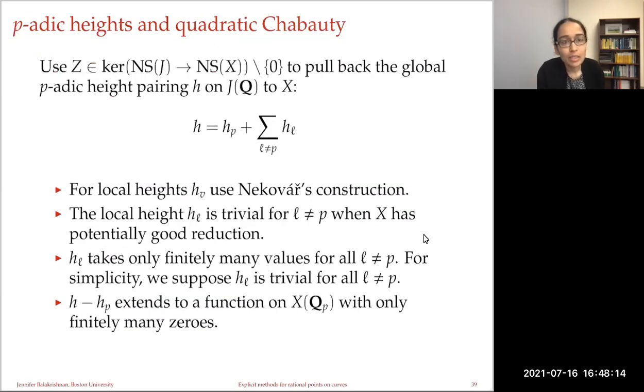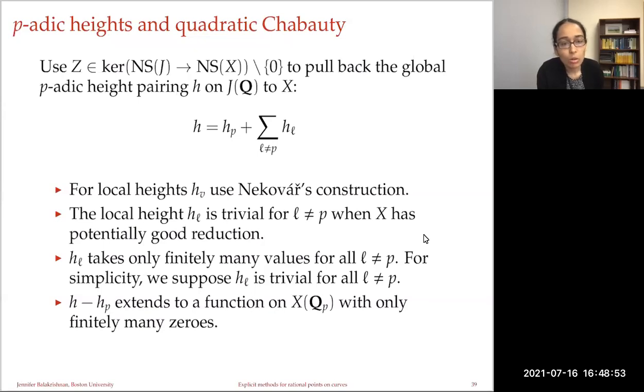Right, so what we do is we like to take our quadratic function coming from the p-adic height and pull this back to the curve in some way. So we take a non-trivial correspondence, this line bundle Z on the Jacobian, that then is trivial on the curve, and we pull back the global p-adic height back to the curve, and we have a local decomposition. So for the local heights h_v, we use Nekovář's construction of heights. At l, the local heights are trivial when X has potential good reduction.